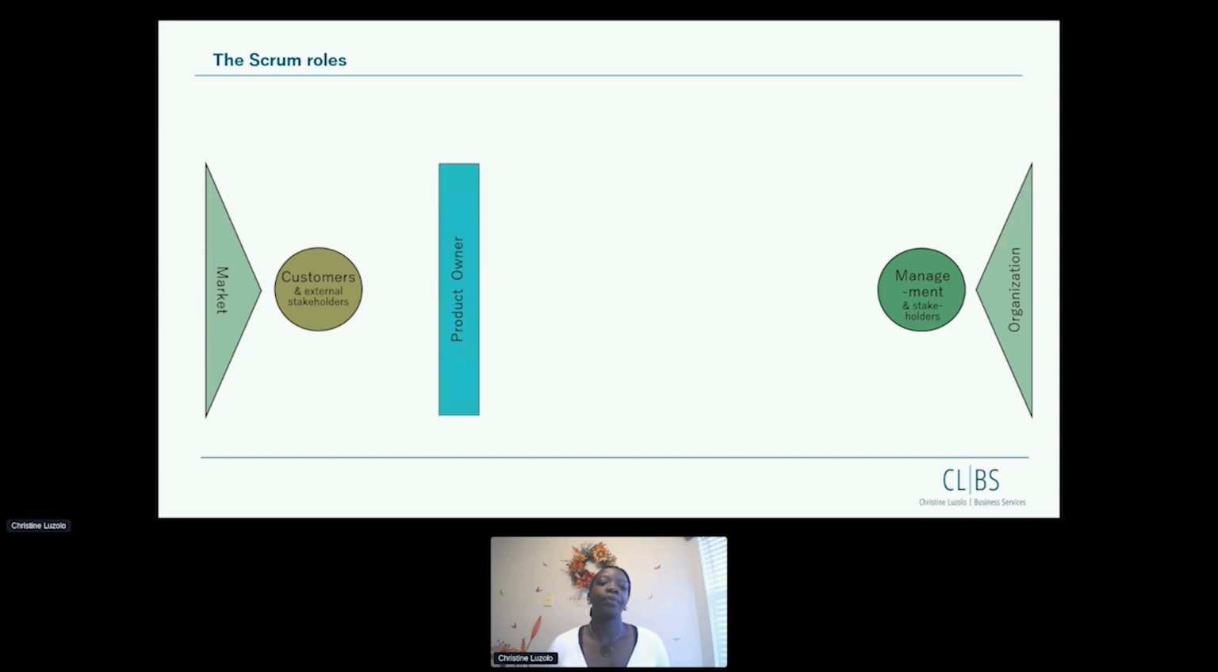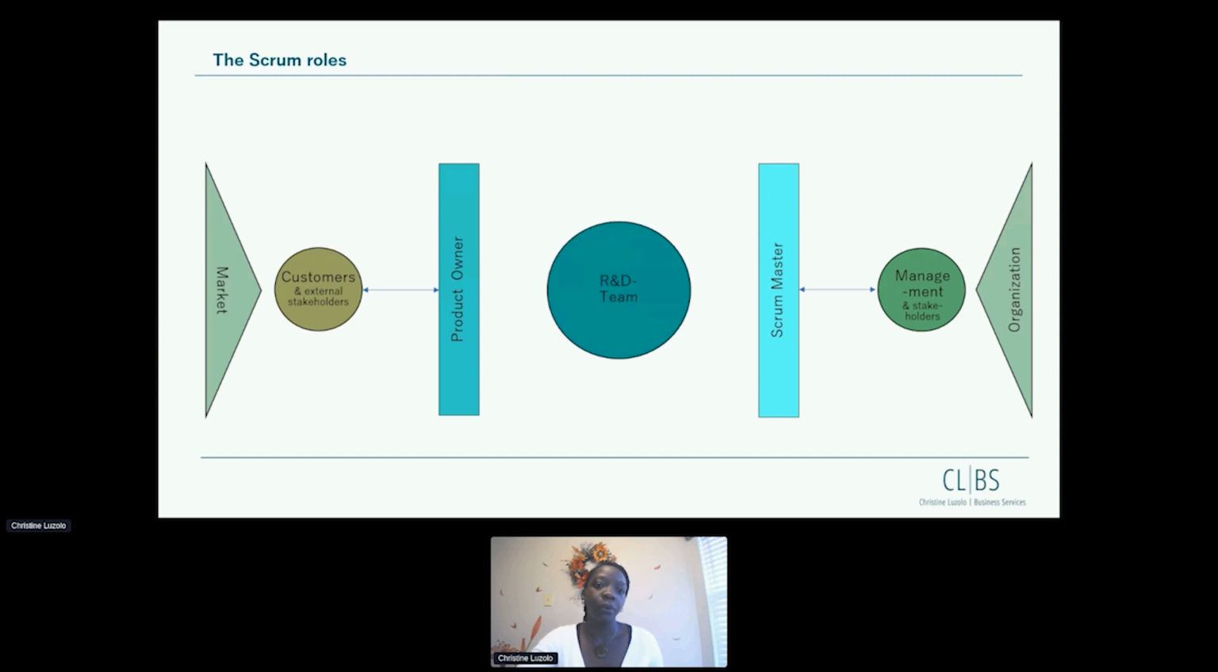And then here, eyes and ears to the market, is the product owner. The product owner is the contact person for the market-related stakeholders and for the customers, and the product owner is also the one to collect information from the market and bring it into the company. Then, facing the management, this is the Scrum Master. The Scrum Master clarifies anything organizational that has to do with management and internal requirements to the Scrum team.